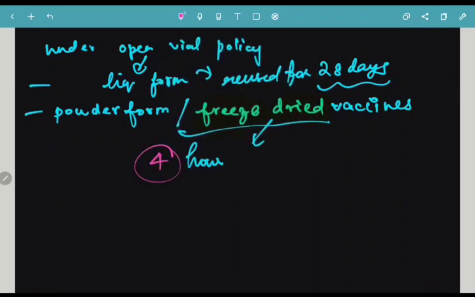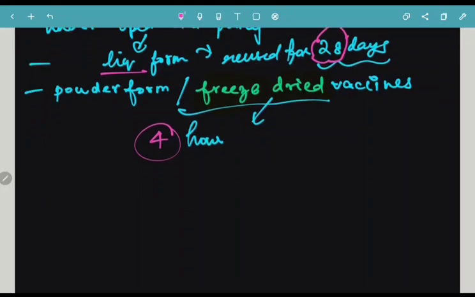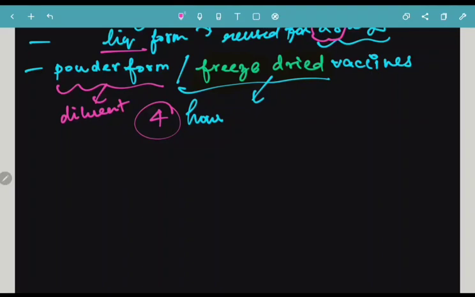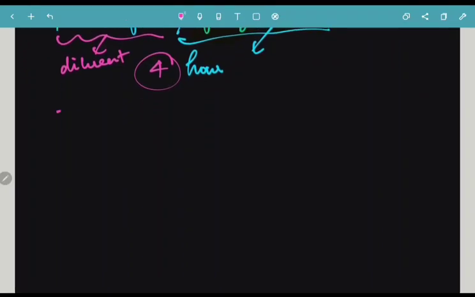So liquid form vaccines can be used up to 28 days, whereas powder form or freeze dried vaccines can be used up to 4 hours. Now examples of powder form and their respective diluent. Remember, in freeze dried vaccines a diluent is going to be added and they are going to be used only up to 4 hours of reconstitution. Now let's look at some examples and their diluents.